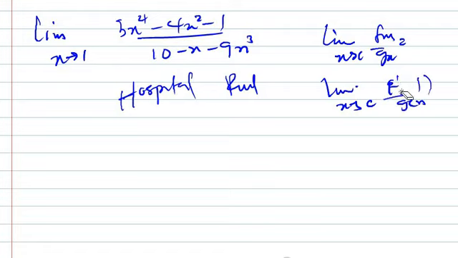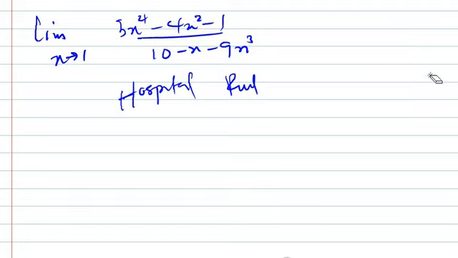So we have to just take derivatives of up and down. The derivative of the top: 4 times 5 is 20x cubed, then minus 2 times 4 is 8x. The derivative of a constant term is 0.